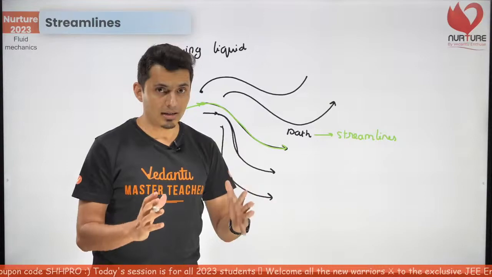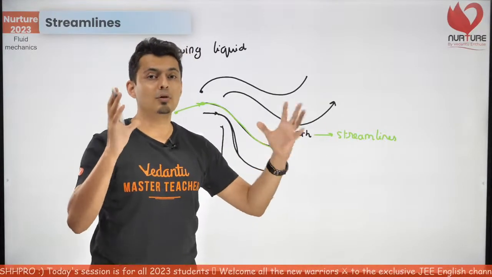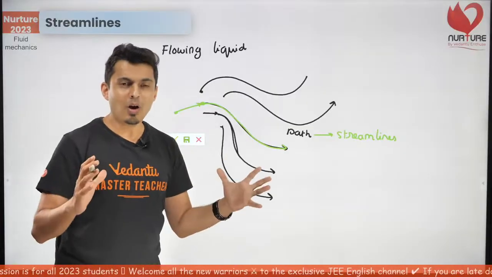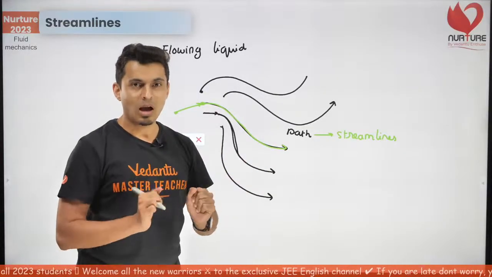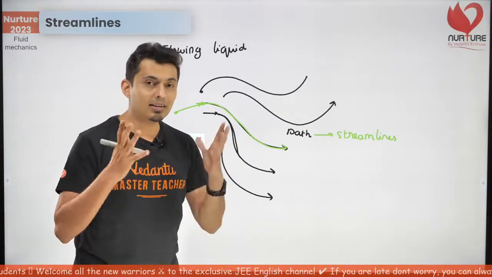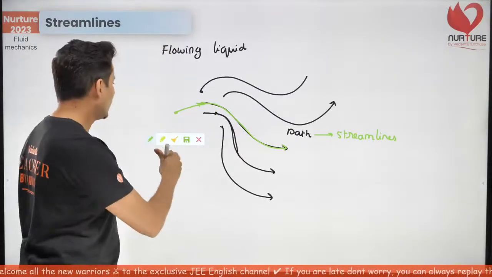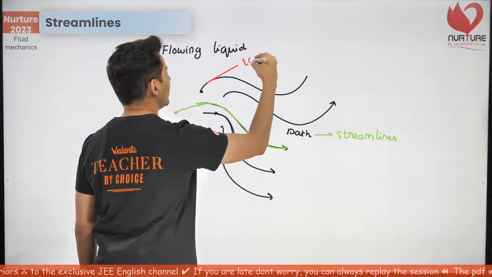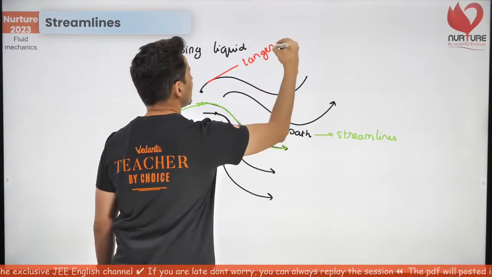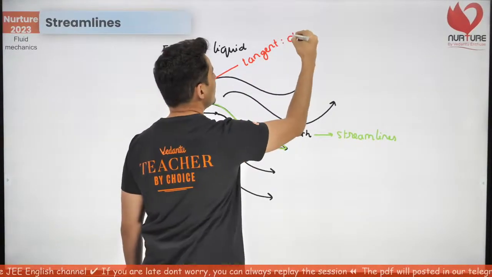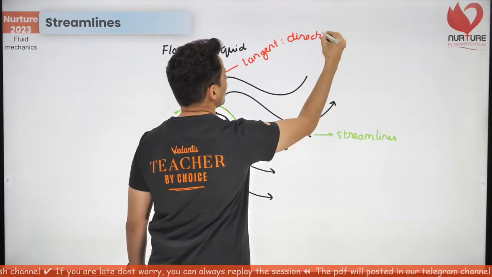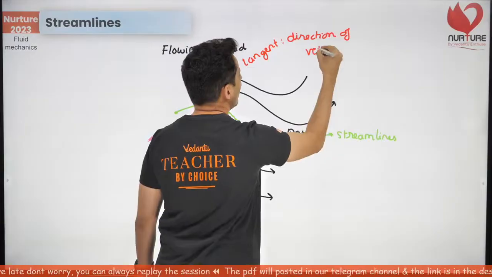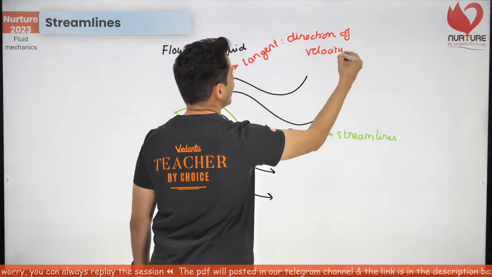Streamlines is a hypothetical concept. It's a hypothetical concept to understand the flow of liquids. It gives you an idea of how the flow is, how the path is, what they are trying to do. Also, remember, if you draw a tangent to the streamline, that tangent gives you the direction of the velocity.